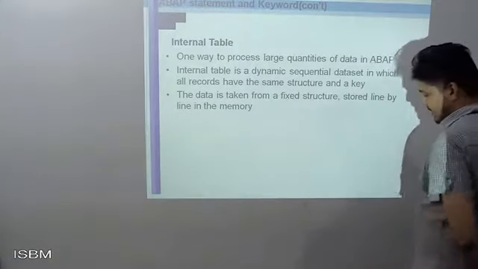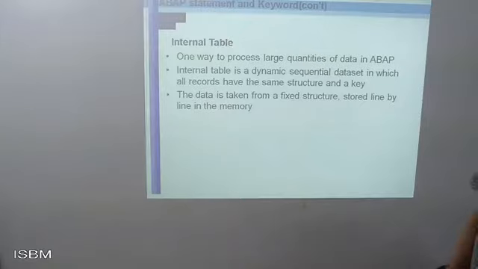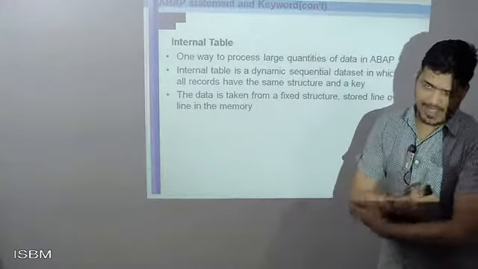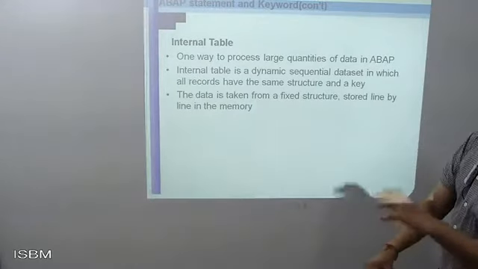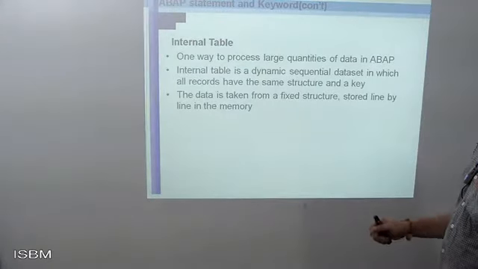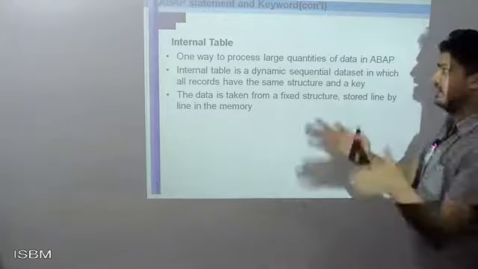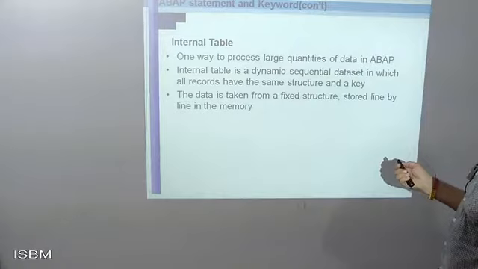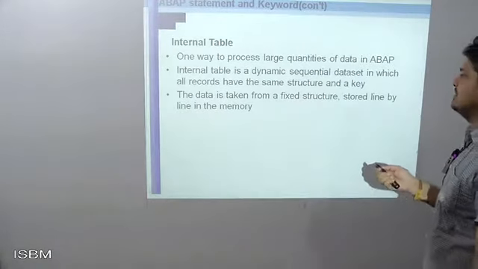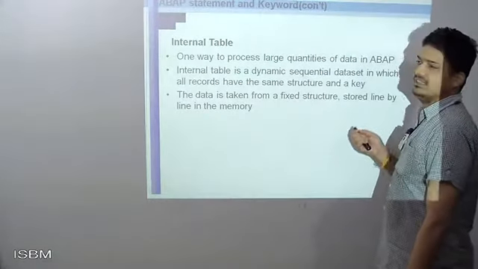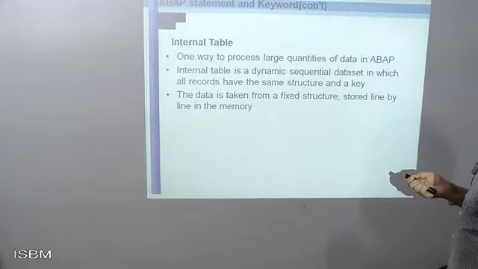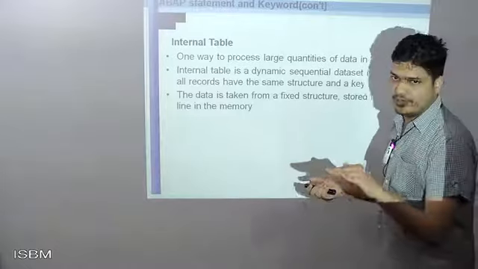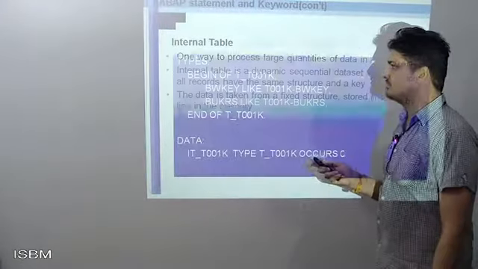See what an internal table will do. An internal table will create a memory inside your ABAP, and whatever data you are fetching from the database table, it will store that data in its internal memory. So an internal table is a dynamic sequential data set in which all records have the same structure and the key. The data is taken from the fixed structure and is stored line by line into the memory.